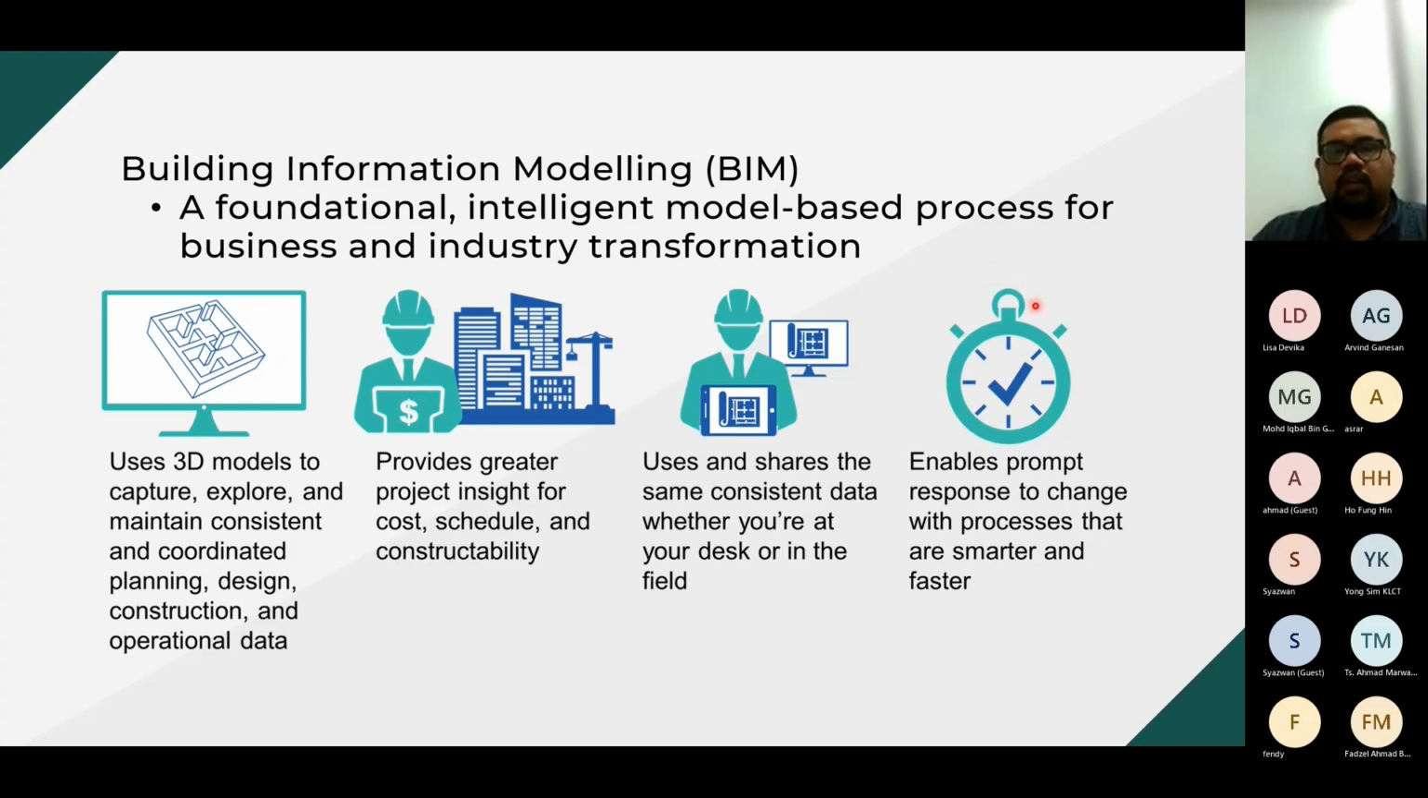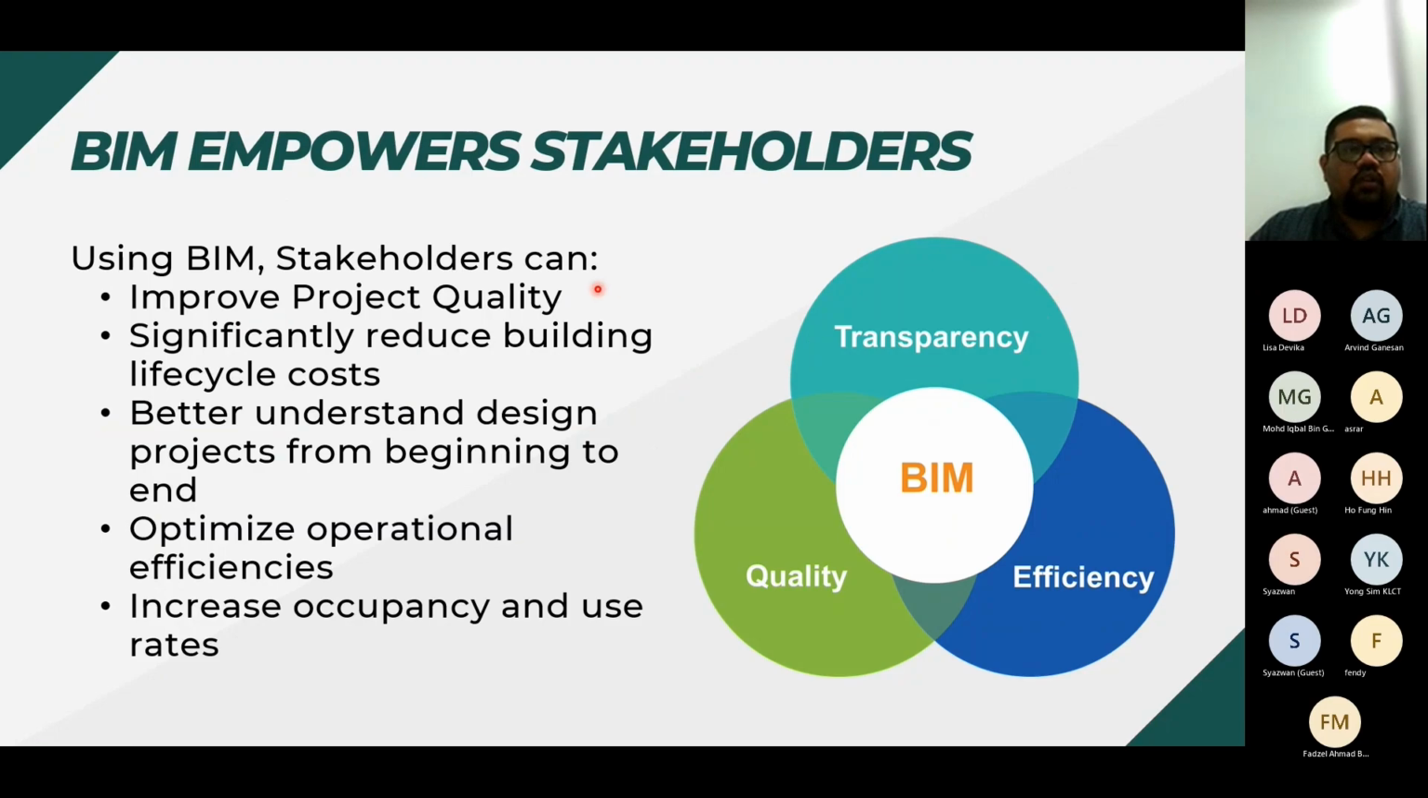So by transforming to BIM, basically we are enabled to amend or mark up the model through the cloud. All right, so it also empowers the stakeholders. Number one is to improve the quality, reduce the building life cycle, better understand the design project from beginning to end, optimize operational efficiencies, and increase occupancy and use rate. So as you can see, in BIM you will get transparency, efficiency, and also quality.